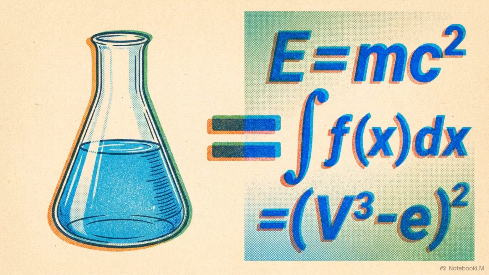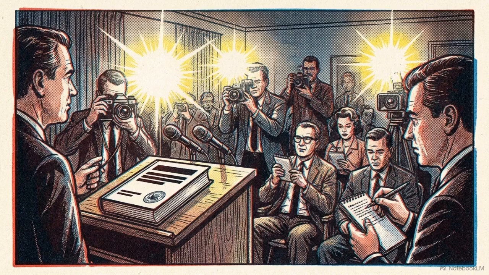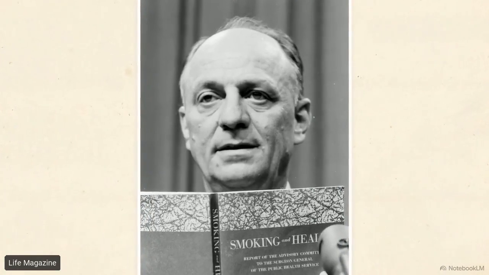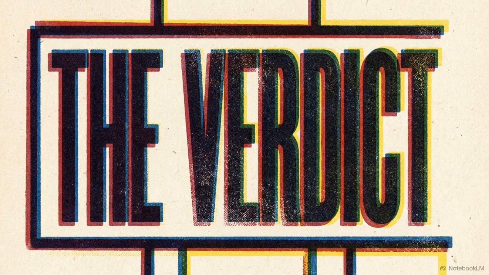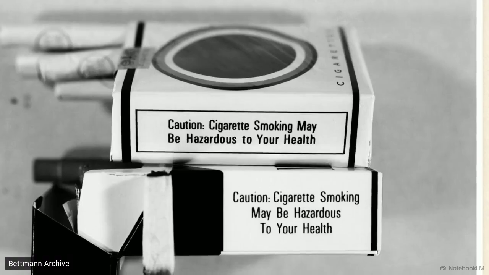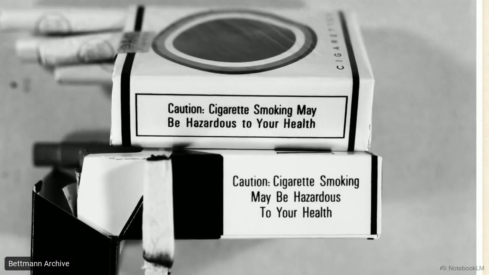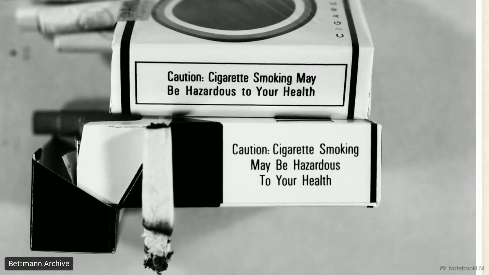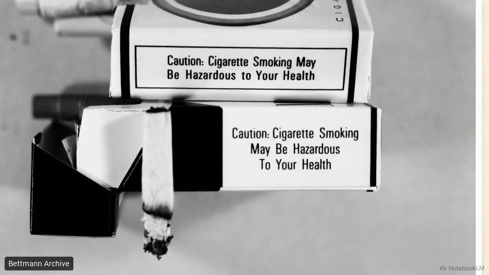Cornfield's logic proved that mathematical rigor could be just as decisive as a physical experiment, forcing the scientific community to finally acknowledge the reality of the evidence. This mathematical victory cleared the way for the landmark 1964 Surgeon General's report. It was the first time the U.S. government unequivocally stated that smoking causes lung cancer. Immediate public health changes followed. Congress mandated health warnings on every pack, and cigarette advertisements were eventually banned from television and radio.